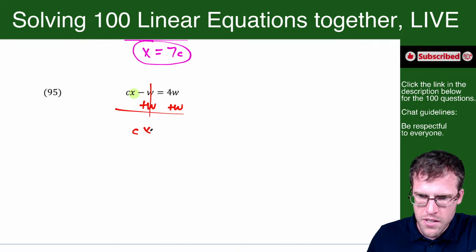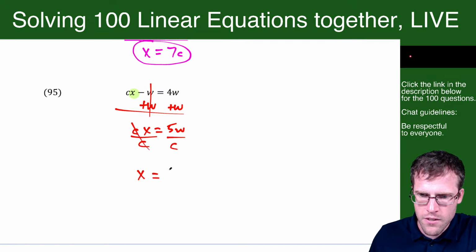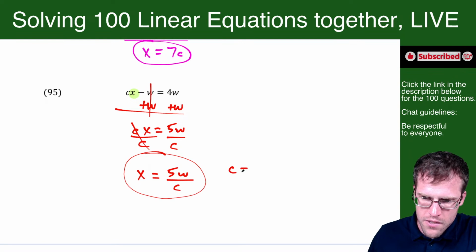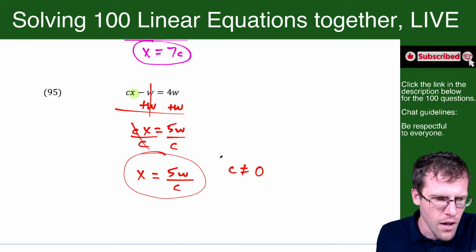And this is going to give us cx equals 4w plus 1w is 5w. And then we'll divide both sides by c. All right, so we're saying here x equals 5w over c. But one thing I will mention here, once again, c can't be 0 because you can't have a denominator equal to 0.